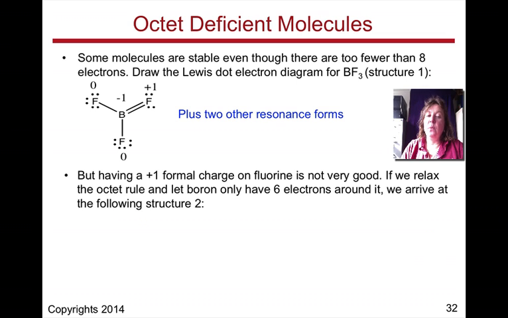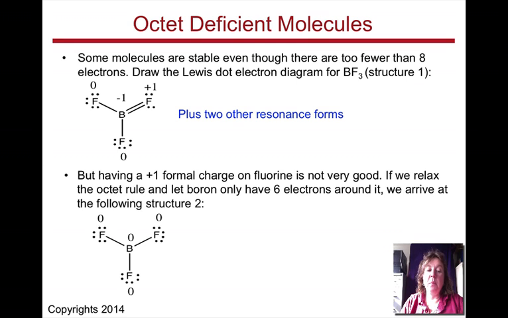But think of it. We have a +1 formal charge on fluorine, which is the most electronegative in all the periodic table. So let's think about relaxing the octet rule and let boron only have 6 electrons. That gives us the following structure here. And when we calculate the formal charge, we have a molecule with an overall charge of 0, and each one of the individual atoms has a formal charge of 0. That gives it the best Lewis structure.